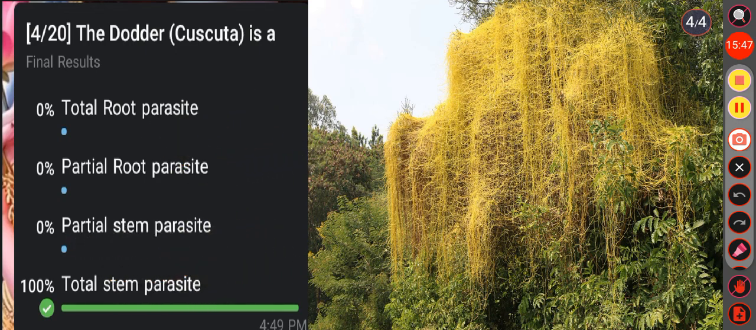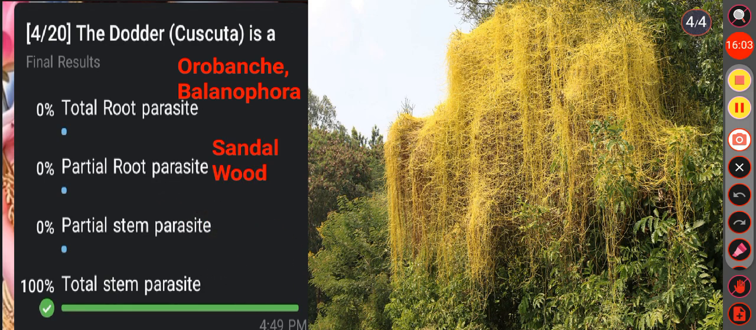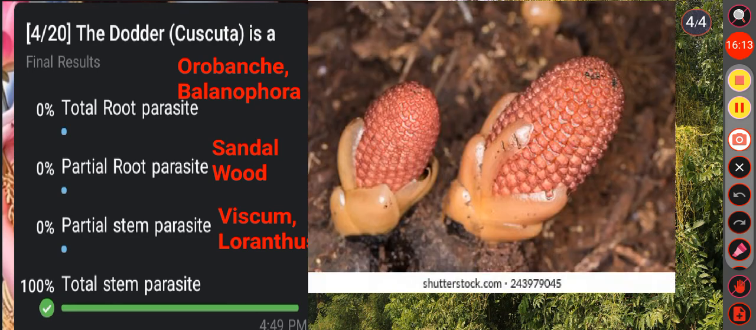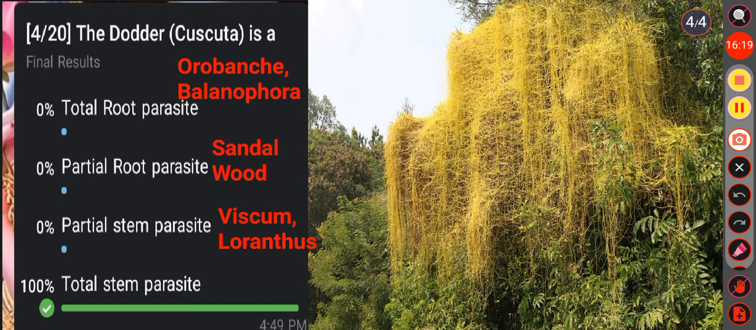And let's see other examples. For the total root parasite, examples are Orobanche and Balanophora. For the partial root parasite, it is sandalwood, and for the partial stem parasite, examples are Viscum and Loranthus. Right? So this is the picture of Viscum album, an example of partial stem parasite, and this is Balanophora, which is a total root parasite. And Cuscuta is the total stem parasite. So here the correct answer is option D.